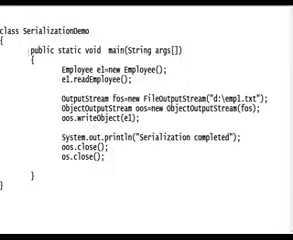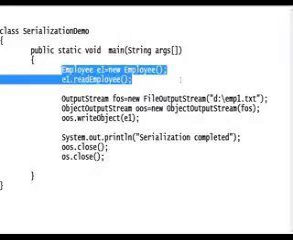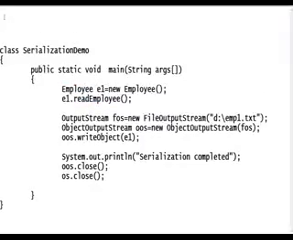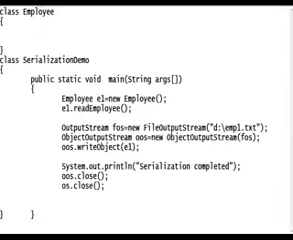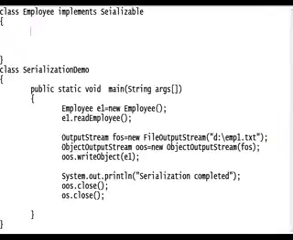While writing you get exceptions. But if you want to serialize that employee object, the employee class is required. Now I will take the employee class. You cannot serialize it unless this class implements the Serializable interface. Class Employee implements Serializable interface. Then only it is possible, otherwise it is not possible.